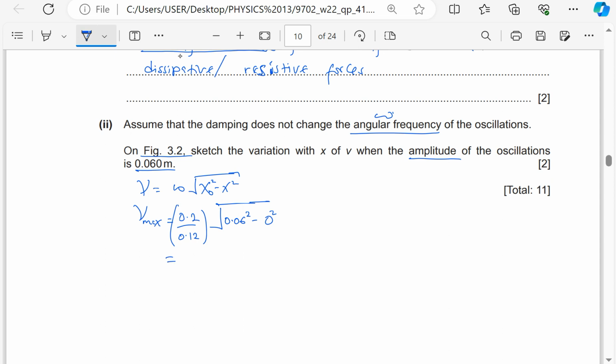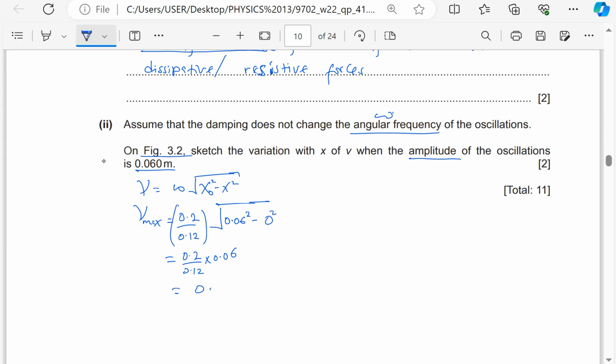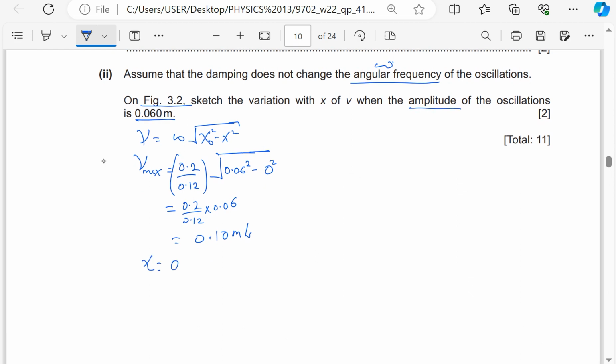So it means the maximum velocity is going to be 0.2 over 0.12 times 0.06 because of the square. So I have 0.2 times 0.06 divided by 0.12, which gives me 0.1. So this is going to be 0.10 meters per second. So when x equals 0, v maximum is going to be plus or minus 0.10 meters per second. When x is 0, v will be either plus 0.1 because it is always in both directions, or it is minus 0.1.